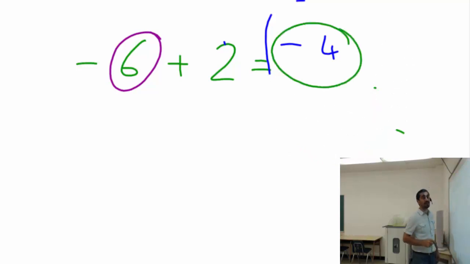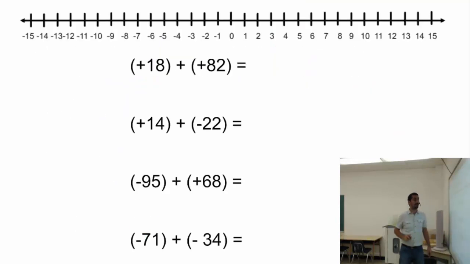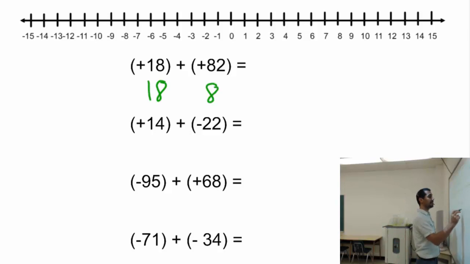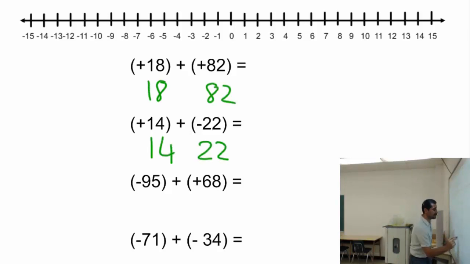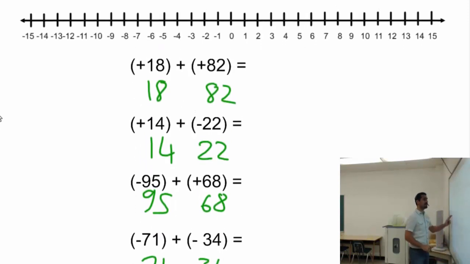Minus 4 is the only correct answer here. So let's go back to the work here. First of all, we have brackets here. So let's take the numbers out. 18, 82, 22, 14, 95, 68. I need a little bit more space here. 34, 71. So those are the numbers coming out.